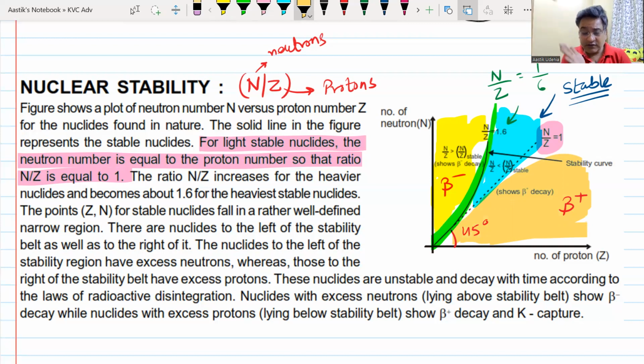N by Z is equal to 1, N by Z is equal to 1.6. In between this, you have the stable zone. On the left of this zone, if a nucleus is there, it will emit beta negative. On the right of it, it will emit beta plus and get into that stable zone. I'll give you a minute to note this down.